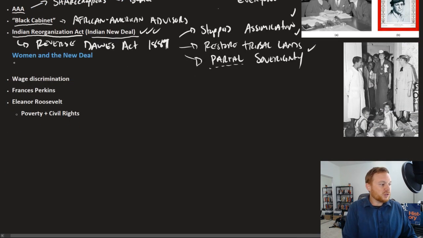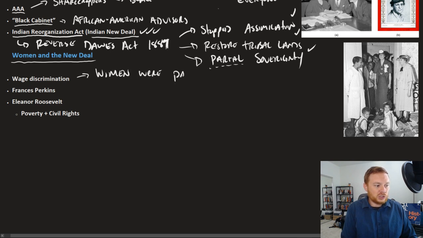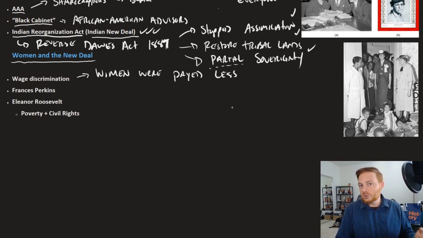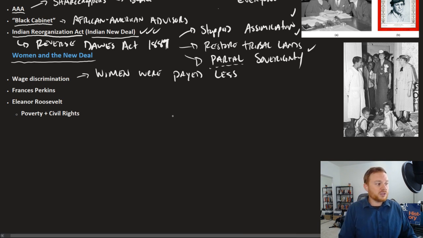For women in the New Deal, again, men and women did not benefit equally from the New Deal. There was wage discrimination. Women were paid less. They were sometimes excluded from certain New Deal work programs. It was also true that when women were included in New Deal work programs, it was typically those who were not married. It was those who had been widowed. It was those who were not part of married traditional families. Although there was some significant progress made for women under Franklin Roosevelt.